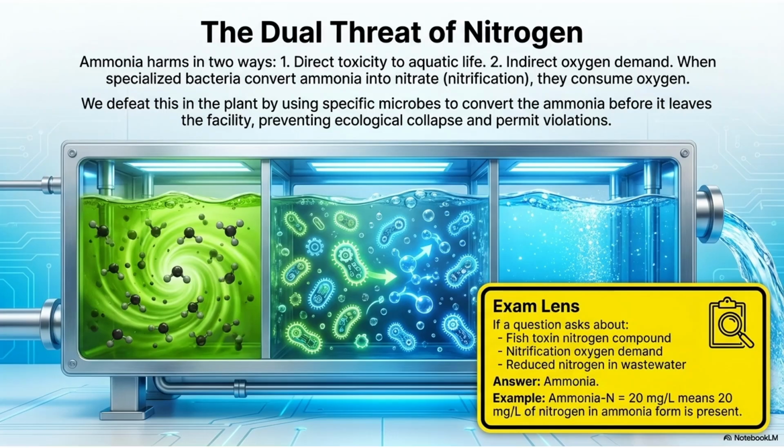Ammonia is a property of nitrogenous waste, meaning wastes that contain nitrogen. It tells you how much nitrogen is present in waste in the form of ammonia. It tells you the potential for toxic stress and oxygen consumption during microbial consumption. So when a lab reports ammonia N equals 20 milligrams per liter, it means this wastewater contains 20 milligrams per liter of nitrogen in ammonia form. That is chemical strength. That is ecological risk. That is regulatory concern.